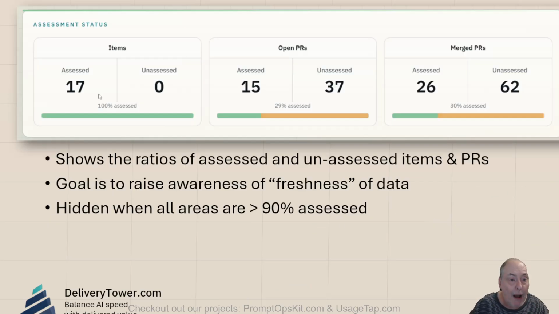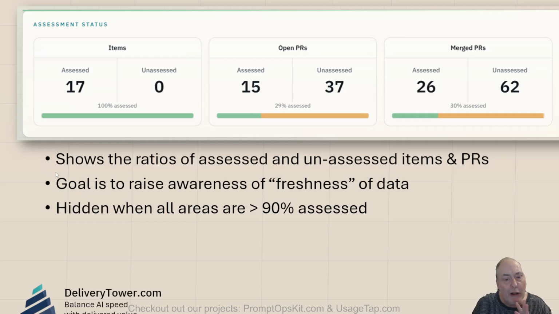Now, what it requires, of course, is that incoming items are assessed, and we give you this top level assessment status for items and issues, for open pull requests, and for merged pull requests. And you can see here we're getting behind. We're not reviewing. We haven't told the system or let the system review these things in the past. So these might have come in overnight, and we need to catch up.